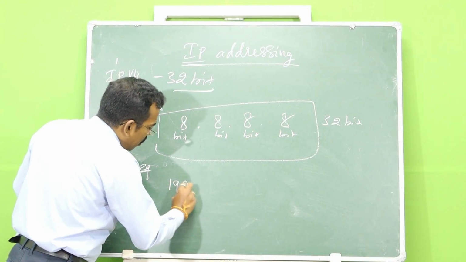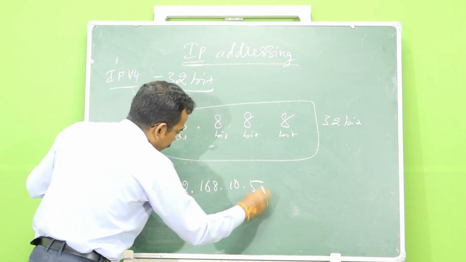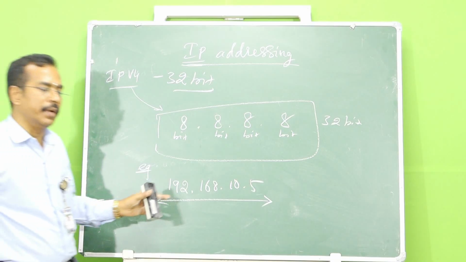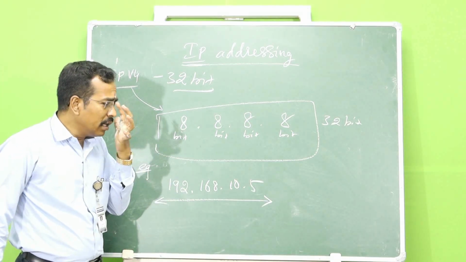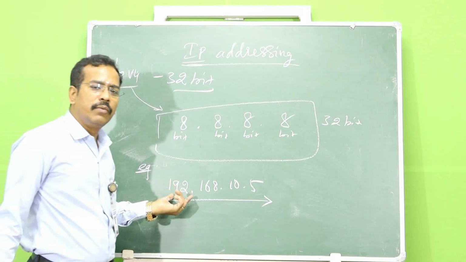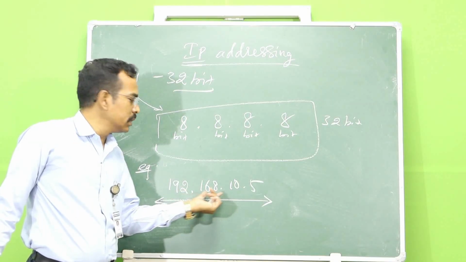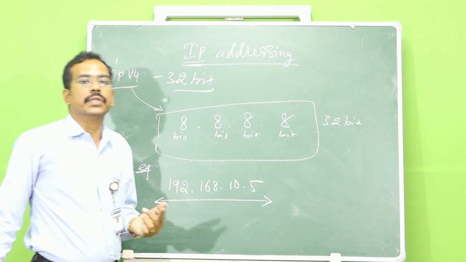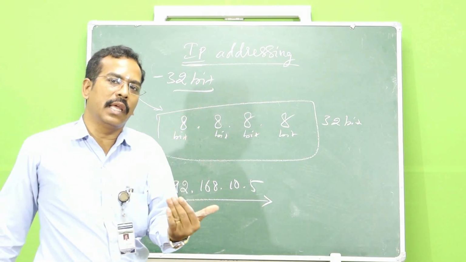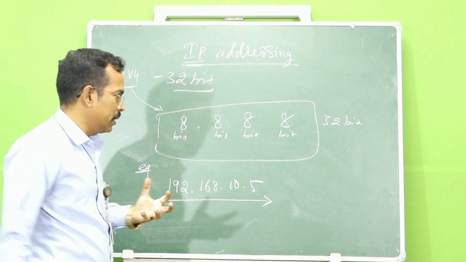For example, 192.168.10.5. This is an example of an IP address. Now I have a doubt: how are these numbers arrived at, and how do we communicate with them? What does this 192 refer to? What does this 168 refer to? What do the 10 and 5 refer to? They have formed a set of rules, and while assigning the IP address, we have to keep that in mind.